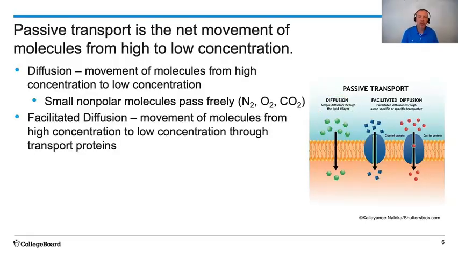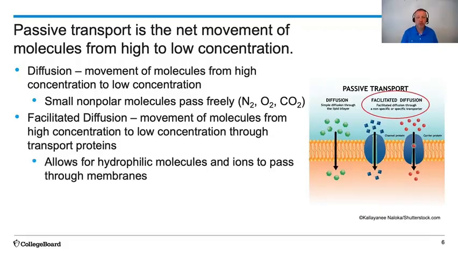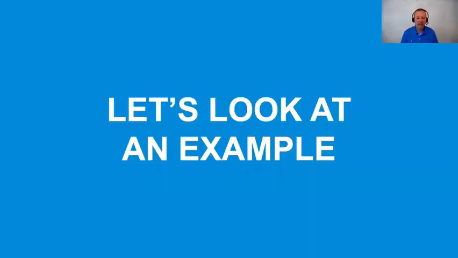They then move through via a process called facilitated diffusion, which is, again, the movement of molecules from a high concentration to a low concentration, but it's done through transport proteins. It allows for hydrophilic molecules and ions to pass through the membrane. So now let's take a look at an example.